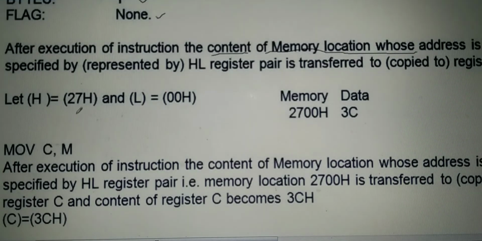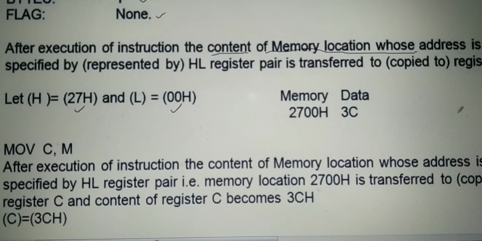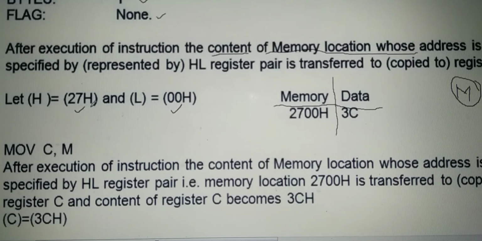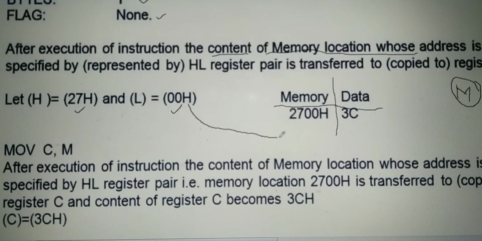Here the number in register H is 27, the number in register L is 00, and whenever we use the letter M, at that time whatever number is present in the HL register pair, that number represents the memory location. Here the HL register pair represents 2700. Here 00 is called the low order address and 27 is called the high order address.